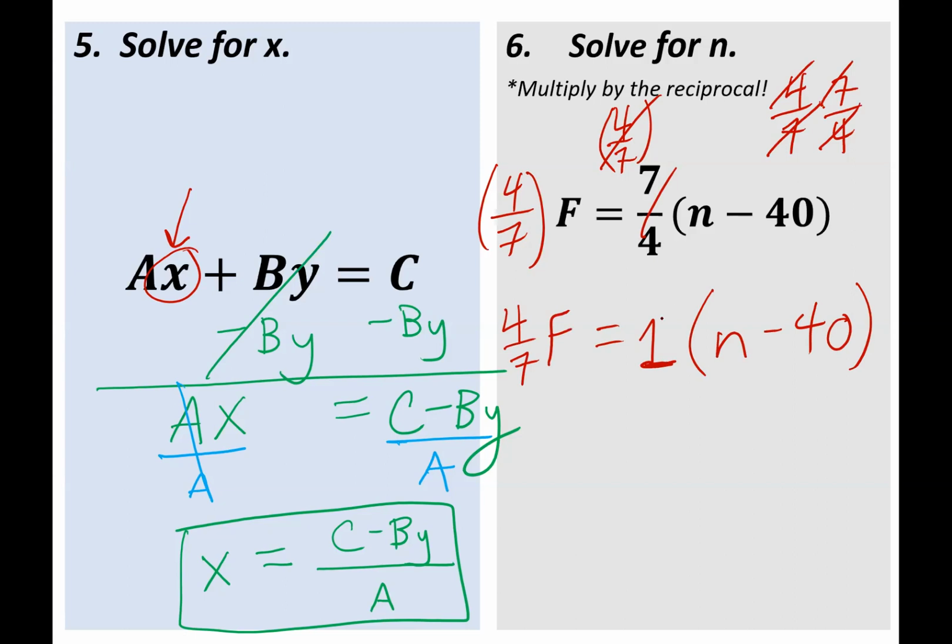Okay. Now I still wrote a 1 before the parentheses, but the thing is now when I distribute the 1, the parentheses pretty much disappear. So we can also write 4/7 f equals n minus 40.